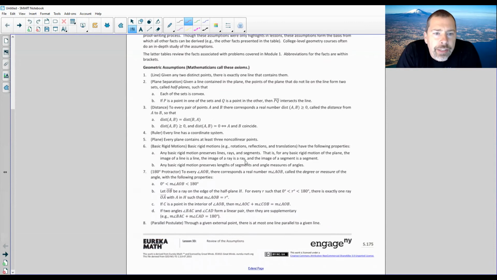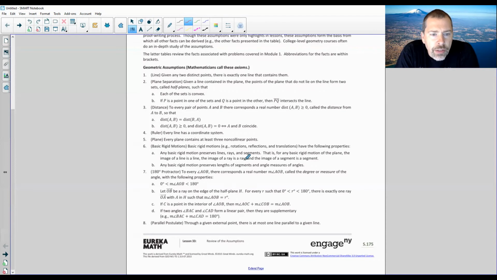1. Line. Given any two distinct points, there is exactly one line that contains them. 2. Plane separation. Given a line contained in the plane, the points of the plane that do not lie on the line form two sets called half planes, such that A, each of the sets is convex. B, if P is a point in one of the sets and Q is a point in the other, then segment PQ intersects the line.